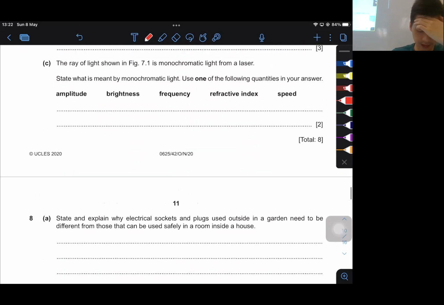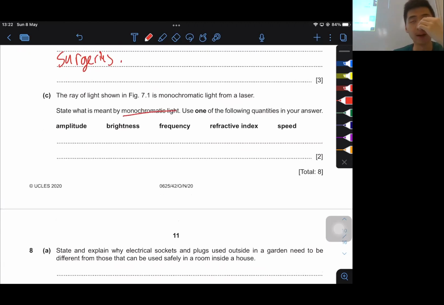Okay. Then finally, the last part here, monochromatic light. Guys, examples of monochromatic light are basically lasers. And if they ever ask you to define a monochromatic light, it could only be one of two definitions, either waves with single wavelength or waves with single frequency, either one only. Because of that, obviously it's going to be frequency. State what is meant by monochromatic? Use one point one. Oh, waves with single frequency.